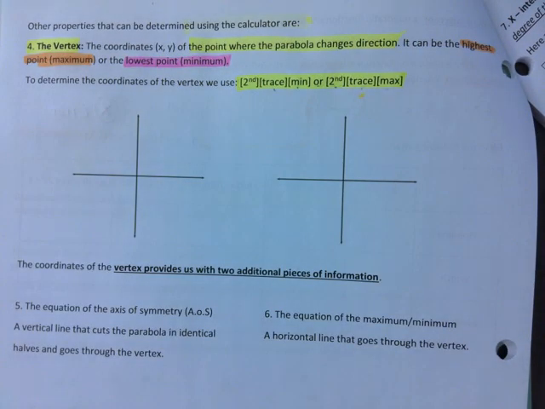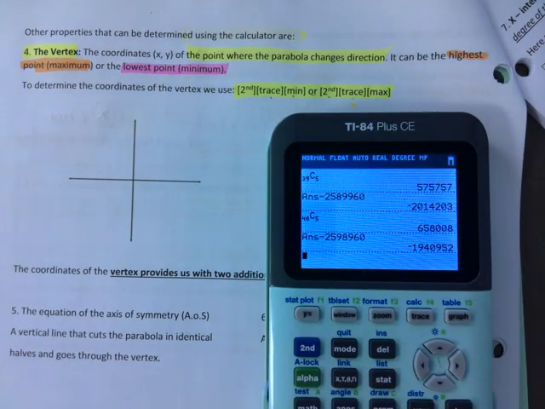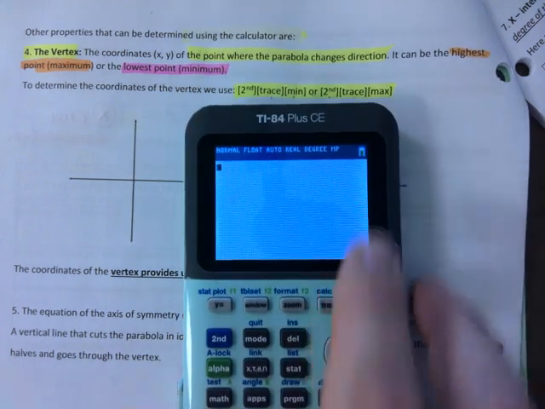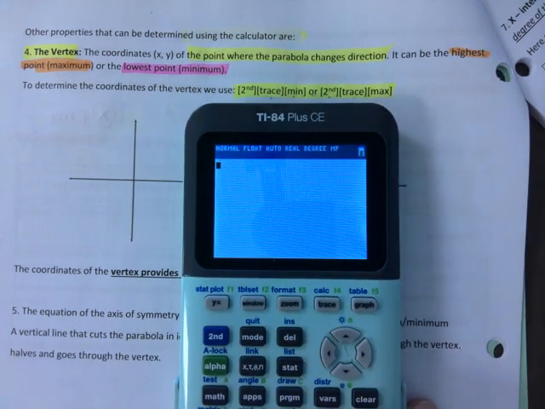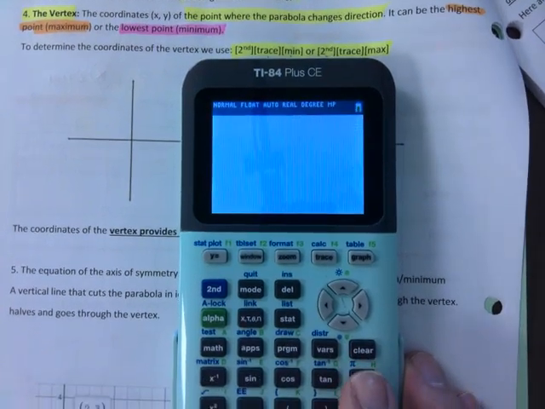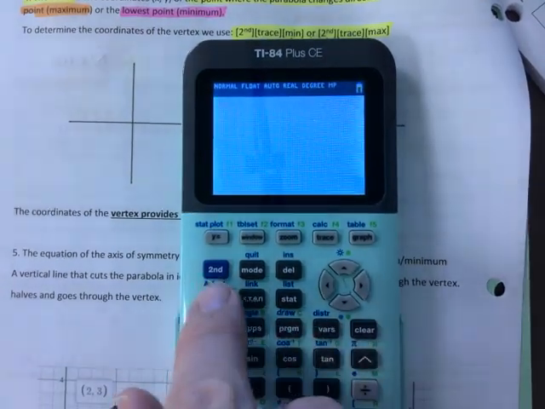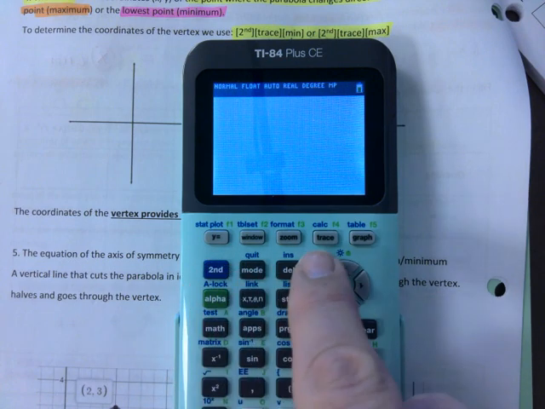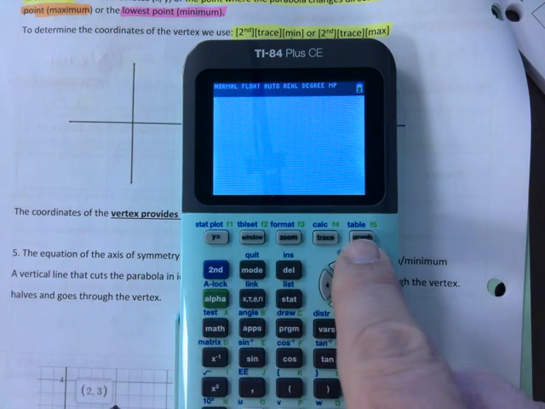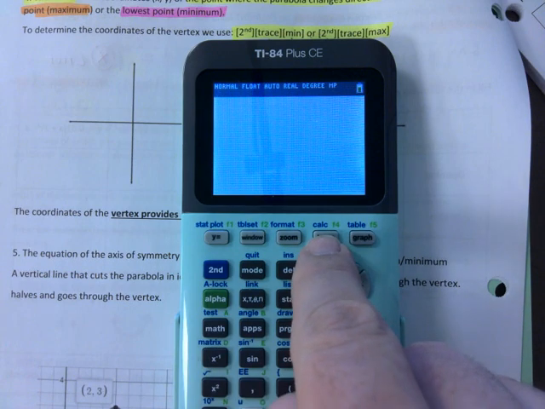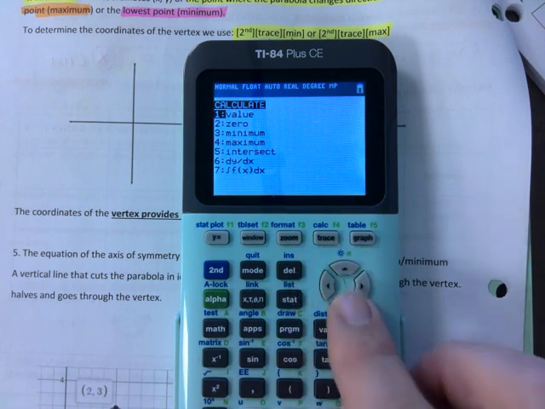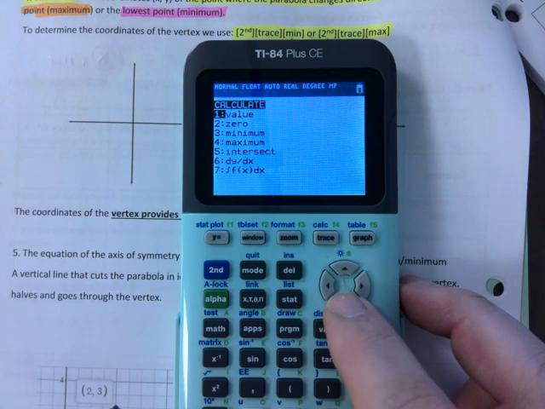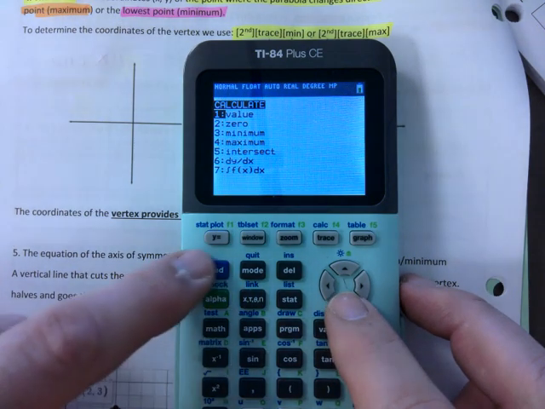You know what? I'll warm you up to your calculator already. Whenever you see those square brackets, I usually mean buttons that you press. So grab your calculator, and second is right up here on the corner. You press second, trace is way up here next to graph. This is trace right here. If you press second and then trace, these are the functions we're going to use a lot.